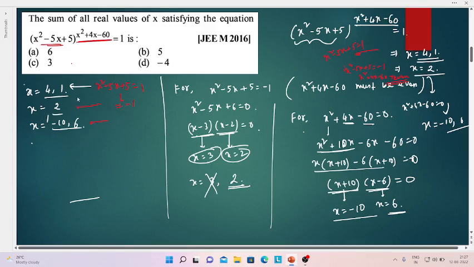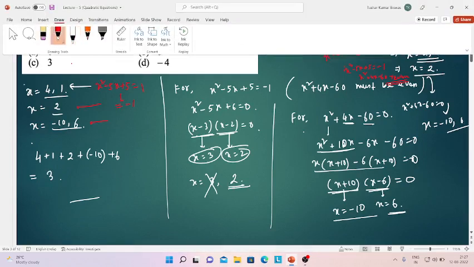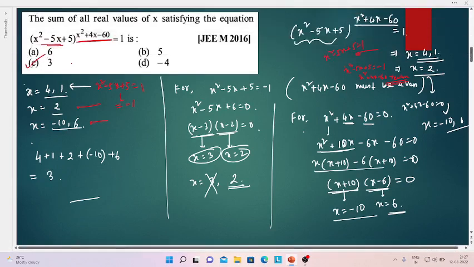So we have to take the sum of these values, right? So let me sum all these values. It will be 4 plus 1 plus 2 plus minus 10 plus 6, right? So 4 plus 1 will be 5, 5 plus 2 will be 7, 7 minus 10 will be minus 3, minus 3 plus 6 will be 3, right? So the correct option is C. Here you can see, C will be the correct option.